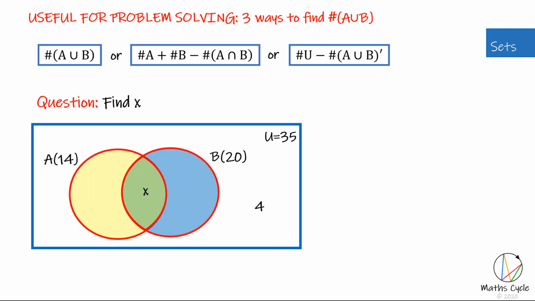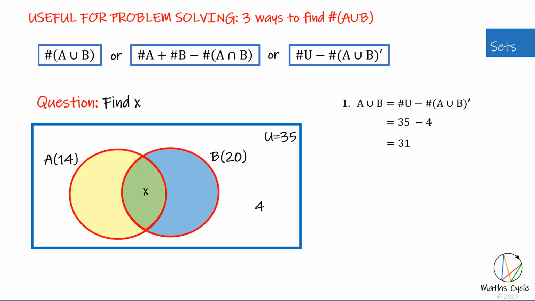So here we have a question, find x. We're told that the full number of elements in A is 14, the full number of elements in B is 20. We're told there's 4 on the outside that don't belong to A or B. We're told that the full amount in the whole universal set is 35, and that there's x amount of elements in the intersection, and we have to find that x. Now, first thing is, if we focus on A union B, we could actually find it by looking at the cardinal number of U, take away the complement of A union B, so the 4 that aren't in there. So A union B could be calculated as 35 minus 4, which is 31.